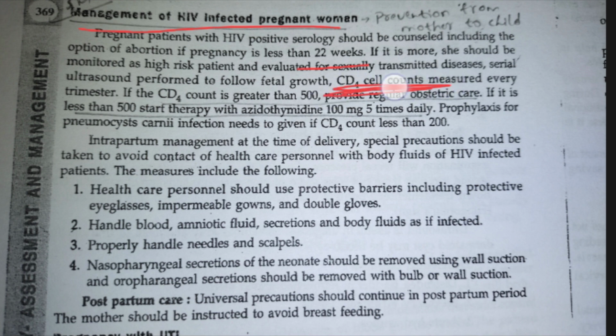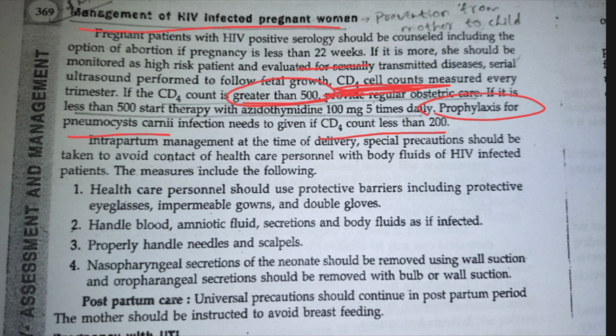In the CD4 cell count, if the count is more than 500, then the baby is able to grow on its own. It's growing well. So normal regular obstetric care can be provided. If the CD4 cell count is less than 500, then we will provide a therapy known as acetothiamidine, which is 100 mg 5 times a day. Prophylaxis for Pneumocystis carinii infection medications will be provided if the CD4 count is less than 200.